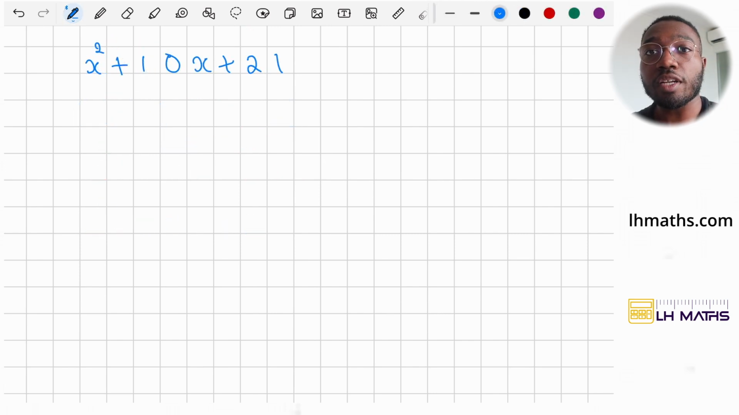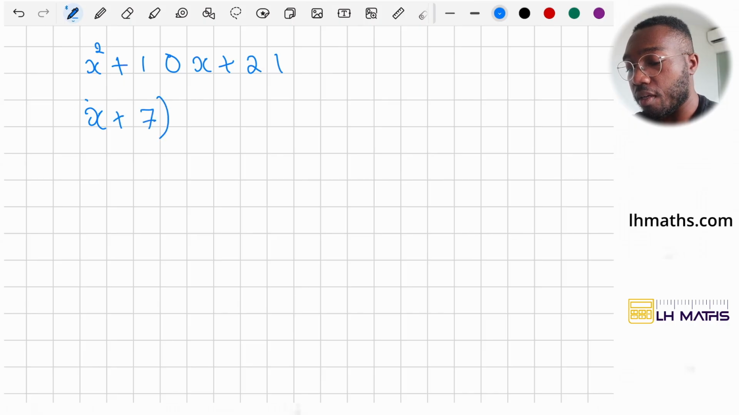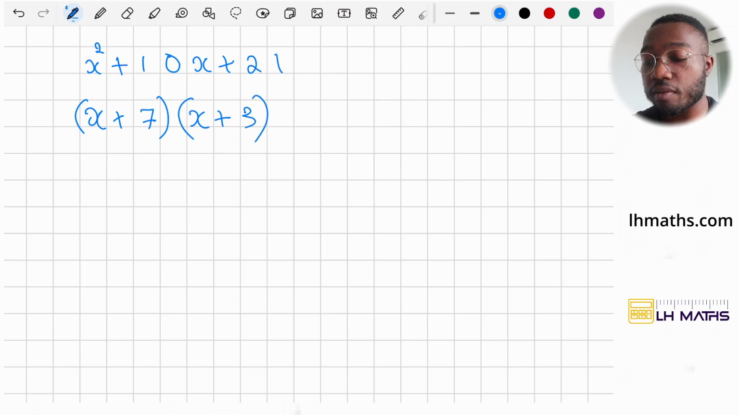Okay, so I've got another question now. I've got x squared plus 10x plus 21, and it's the same thing. All you do is think about two numbers which add to make 10 and multiply to make 21. If you go through all the factors of 21, it should be fairly easy. You'll be left with 7 and 3, because 7 plus 3 equals 10, and 7 times 3 equals 21. So therefore, our brackets would simply be x plus 7 and x plus 3. And that is it for these ones.